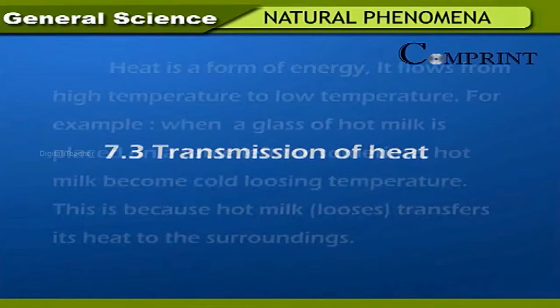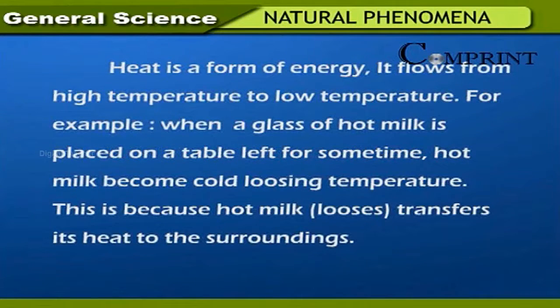Transmission of heat. Heat is a form of energy. It flows from high temperature to low temperature. For example, when a glass of hot milk is placed on a table and left for some time, the hot milk becomes cold, losing temperature. This is because hot milk transfers its heat to the surroundings.